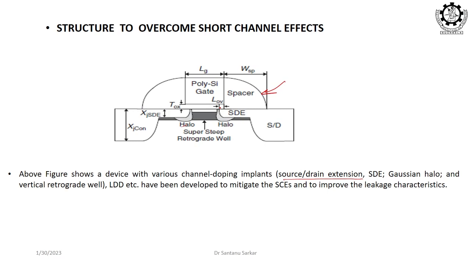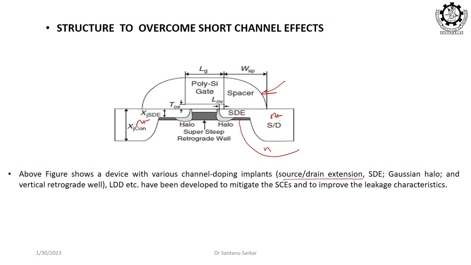Sometimes, apart from the source and drain region, which generally have higher doping, we can use a graded doping, or we can cover this with a lightly doped region. These are several modifications generally used to overcome these second order effects.